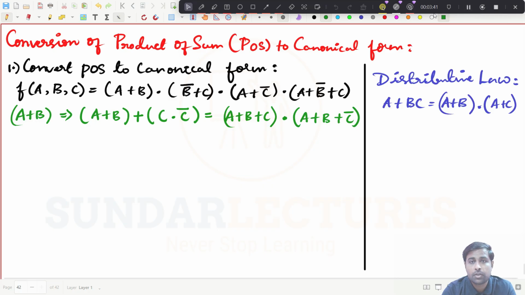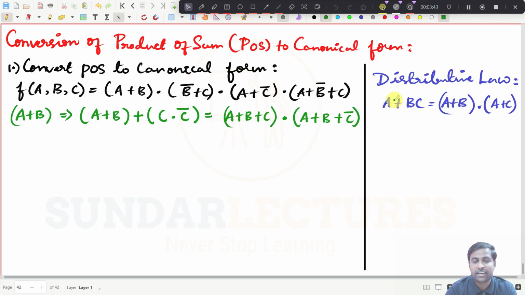Use this one. You see this one, right? A plus B, first term, dot A plus C. Same way, A plus B plus C, dot A plus B plus C bar. Actually, here it is a dot, right? So you try to understand. So this is the first term, simply. Go for the other term, the second term.